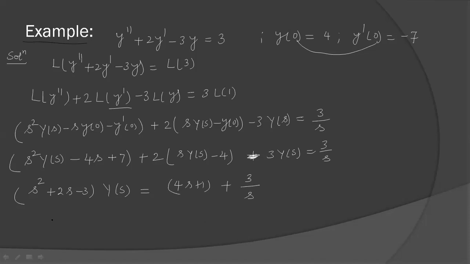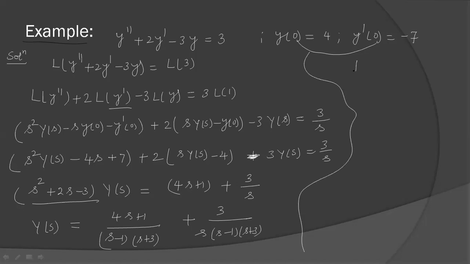Now divide both sides by s square plus 2s minus 3. It will give you 4s plus 1 over, and factorize it, the factors are s minus 1 and s plus 3, plus 3 over s times s minus 1 times s plus 3. Now I told you many ways you can use the inverse method, taking Laplace inverse on both sides. You can use the residue method or the partial fraction method. I am going to solve it here by the partial fraction method.